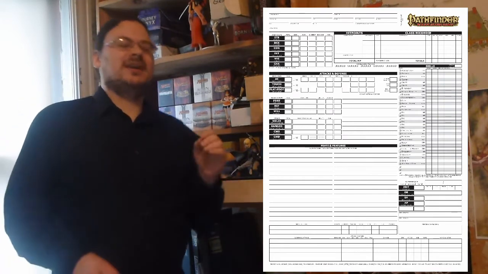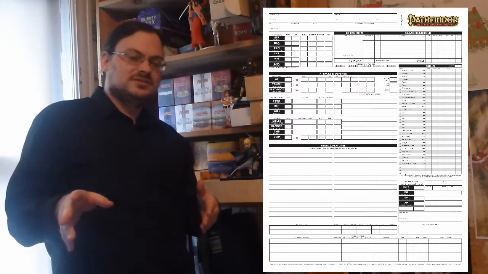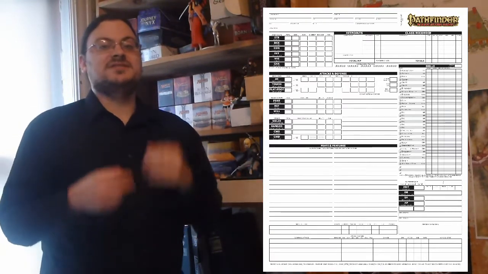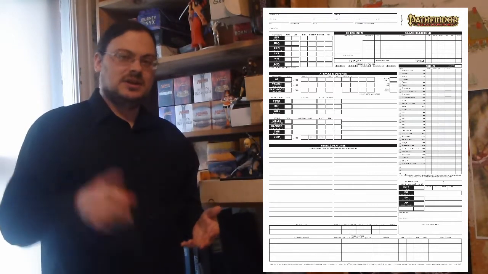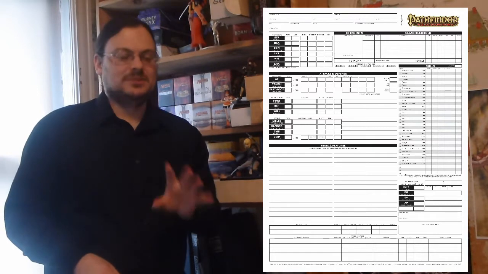Now here's where your choice comes in. As I said, you get a number of points, and each point equals 1 rank. A fighter gets 2 plus their intelligence modifier points. It's always plus your intelligence modifier. A rogue gets 8 plus intelligence modifier.